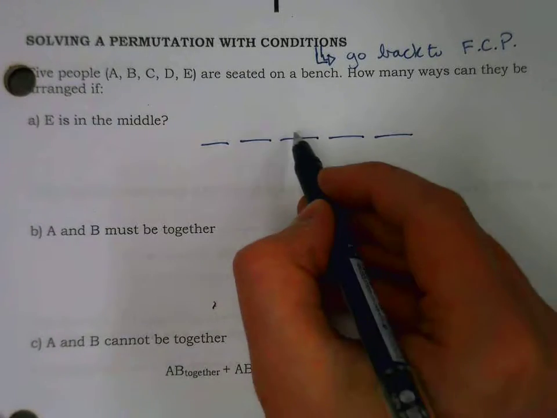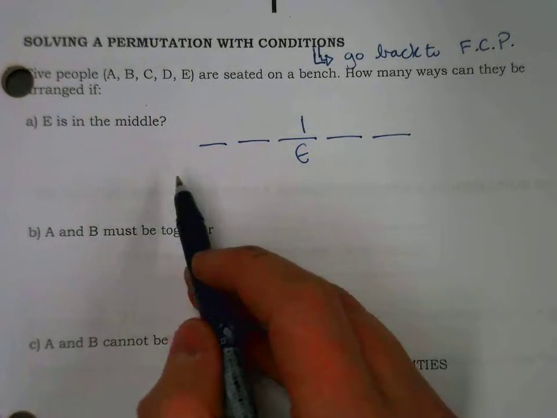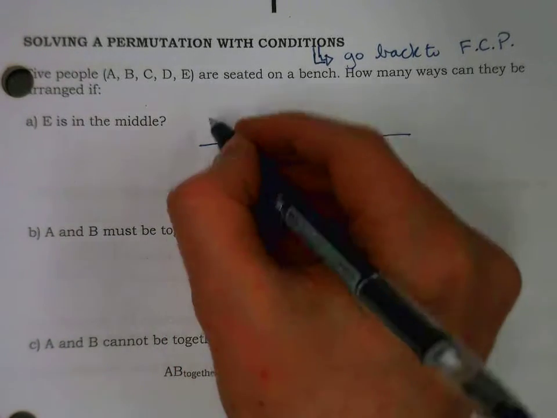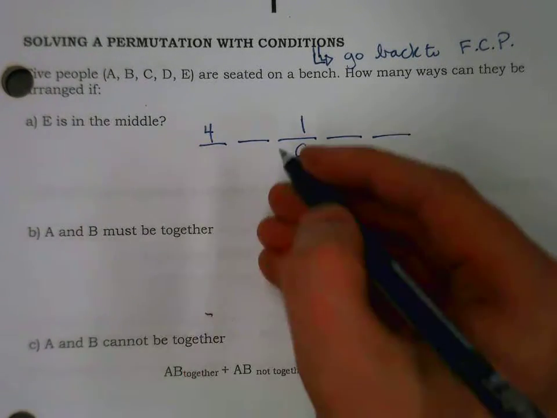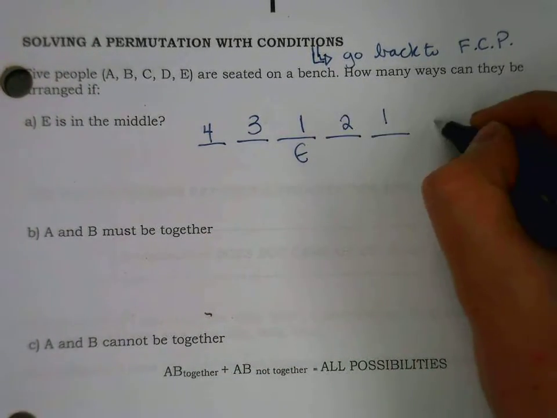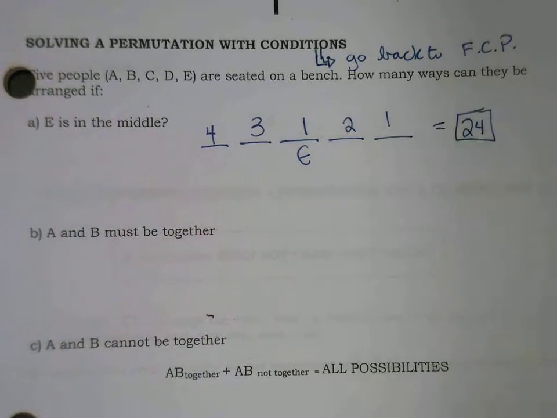So for this seat, there's only one option. For the remaining seats, it could be anyone. So it could be person A, B, C, D, which gives us 4 options. It could be person A, B, C, D, except for that first one's already seated, so there's only 3 choices. And then similarly, we're descending down to 1, which gives us 12 times 2, 24 possible ways to seat these 5 friends if E is in the middle.